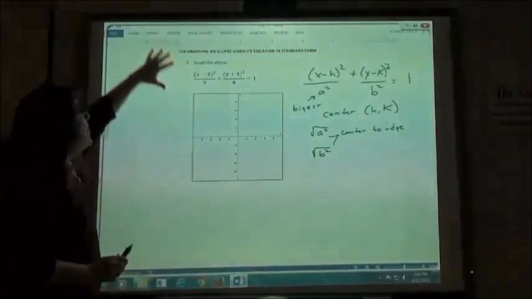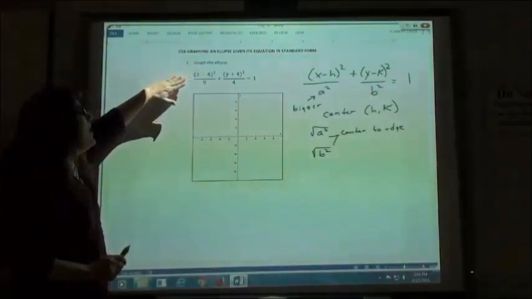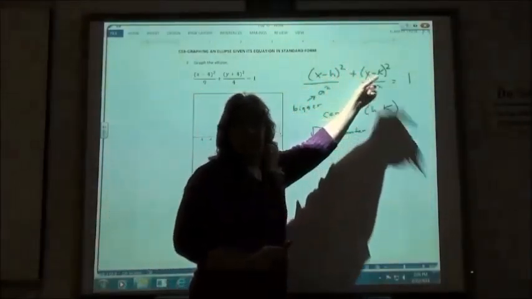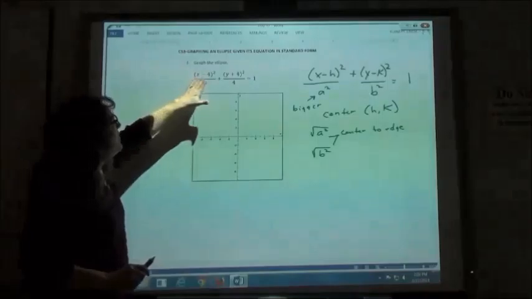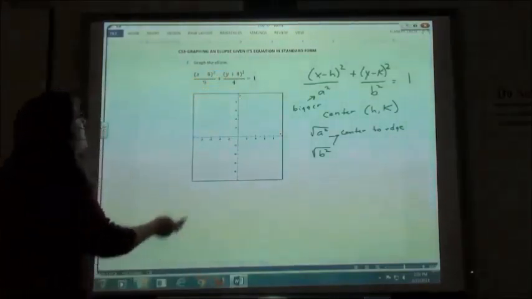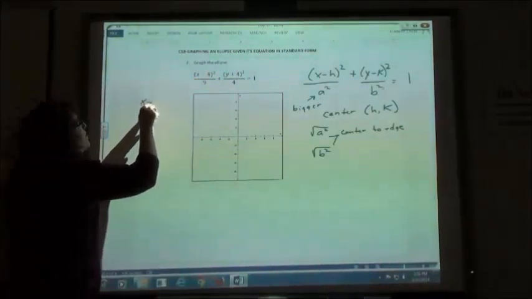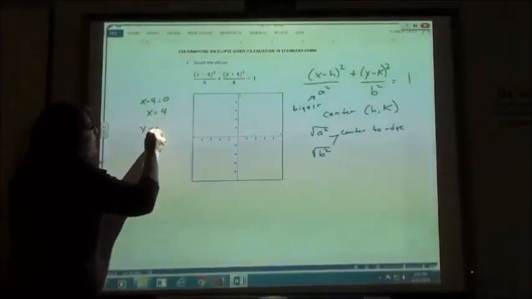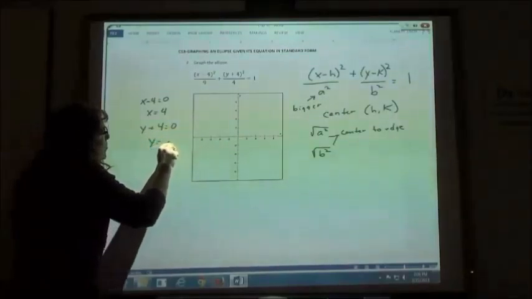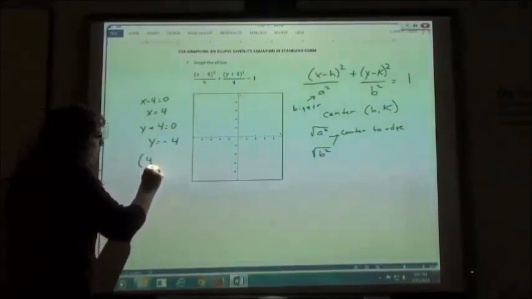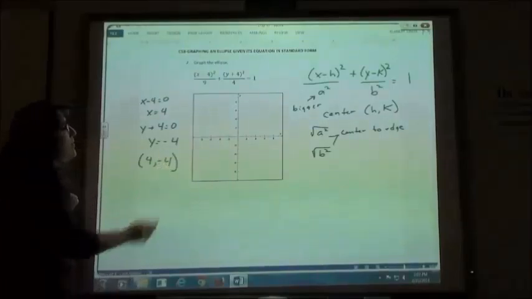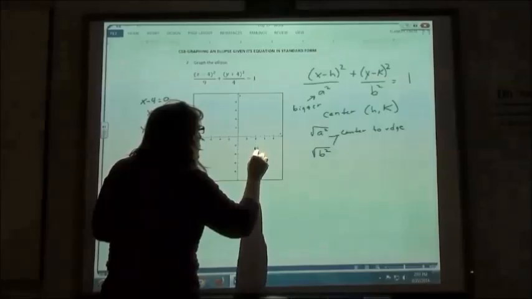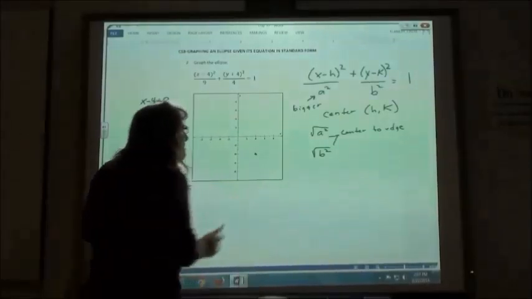So I'm looking at the general form of my equation, and notice again, just like in a circle, since these have minuses in them, the center is going to be at the opposite of these things. So if x minus 4 equals 0, x would equal 4. If y plus 4 equals 0, y would equal negative 4. And therefore 4 and negative 4 are going to be the center of your ellipse. So if I go to 4, negative 4, 1, 2, 3, 4, I would be down here.